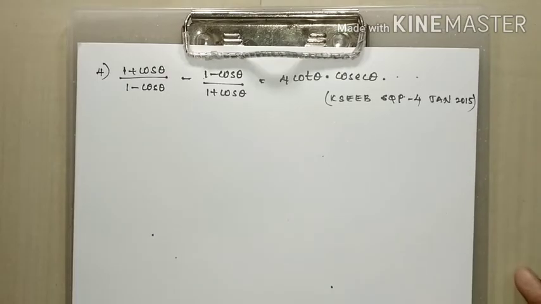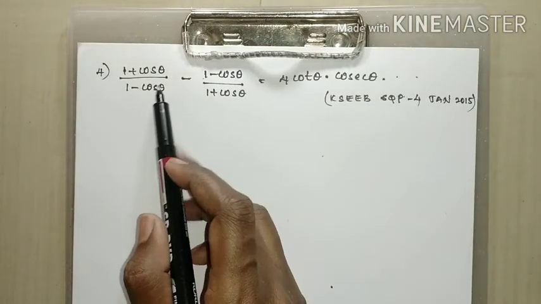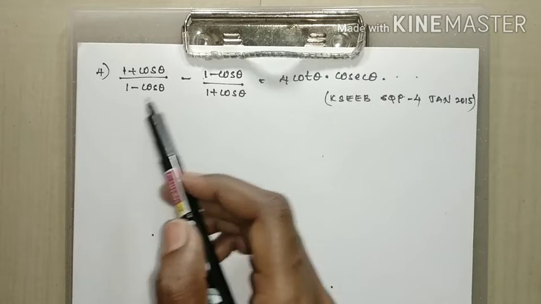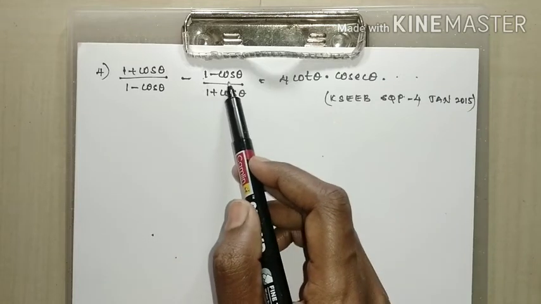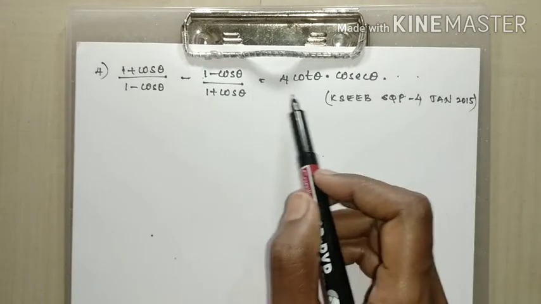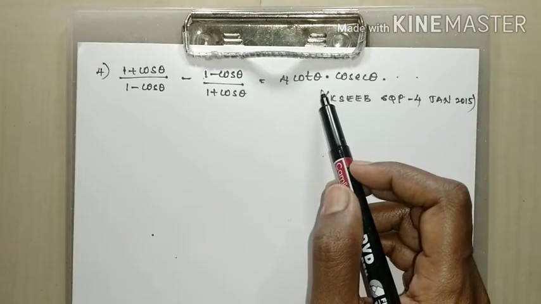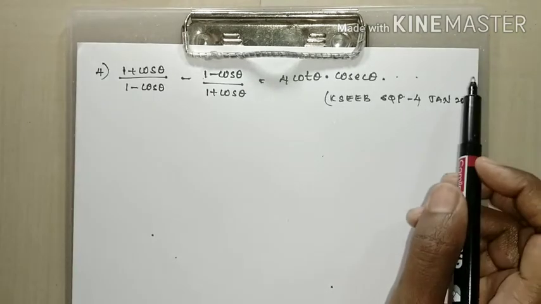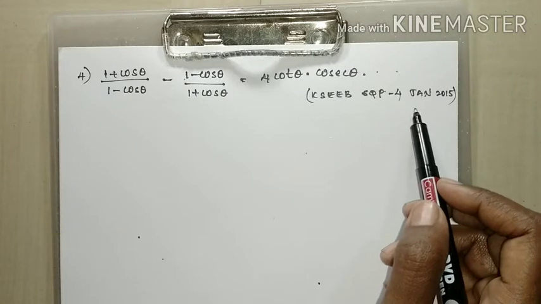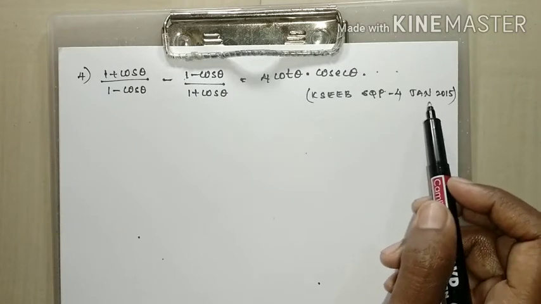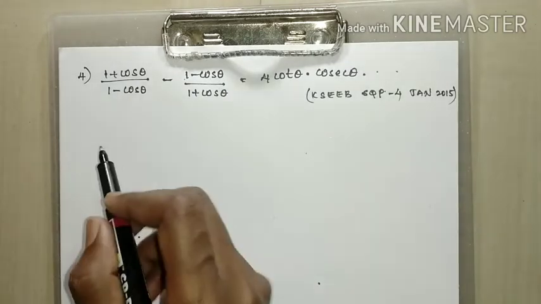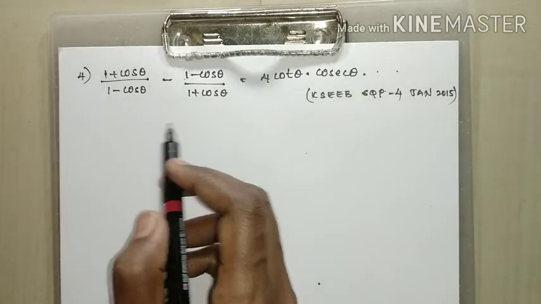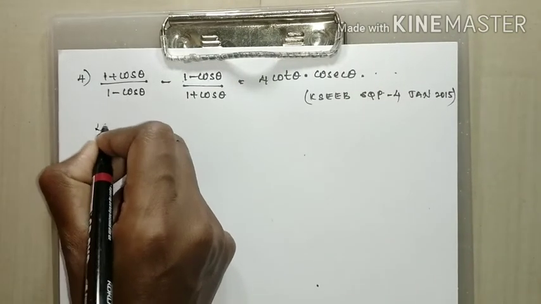This is example number 4. (1 plus cos theta)/(1 minus cos theta) minus (1 minus cos theta)/(1 plus cos theta) equals 4 cot theta into cosecant theta. So this is KSEB solved question paper 4, that is Jan 2015 question paper sum. So here take the LHS.